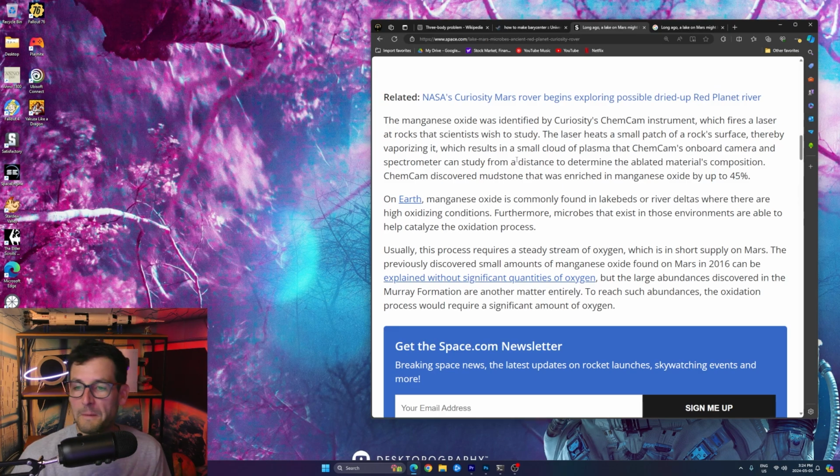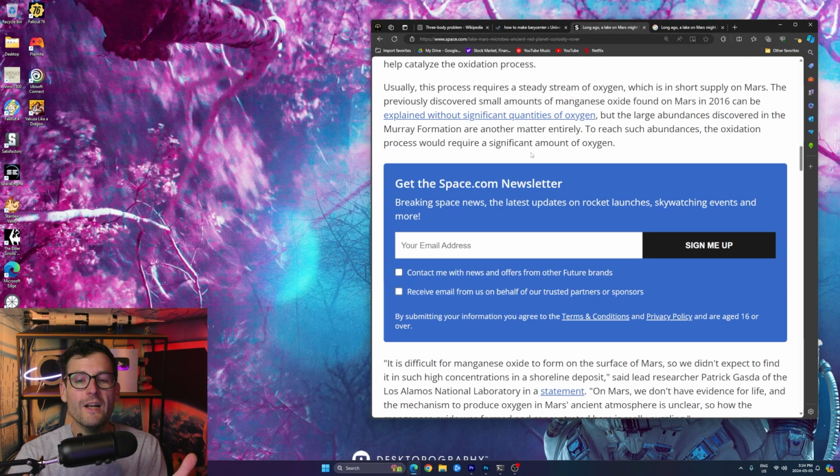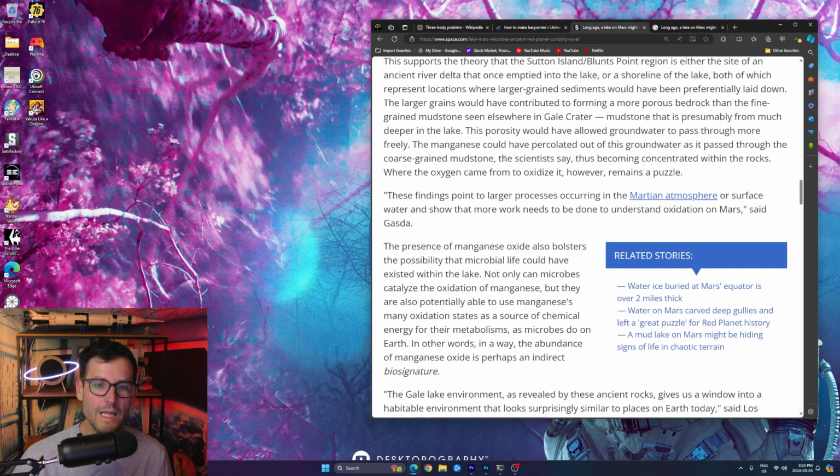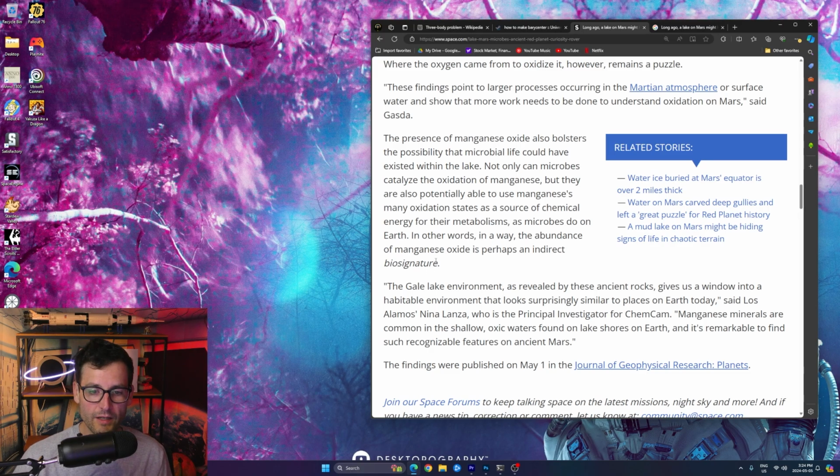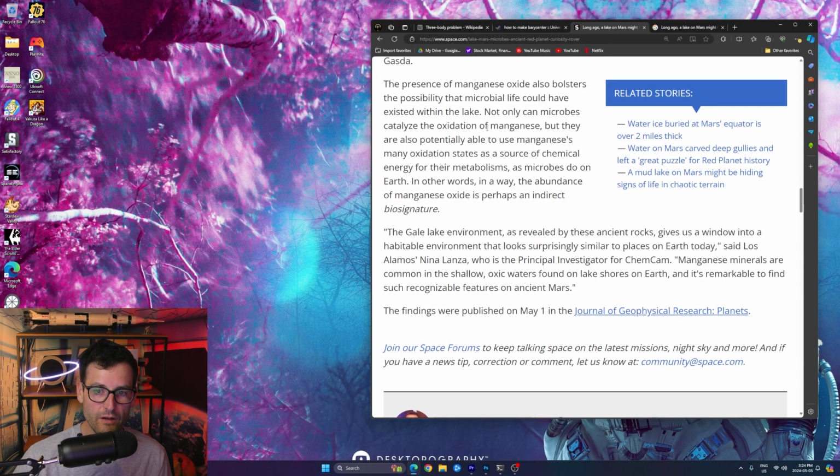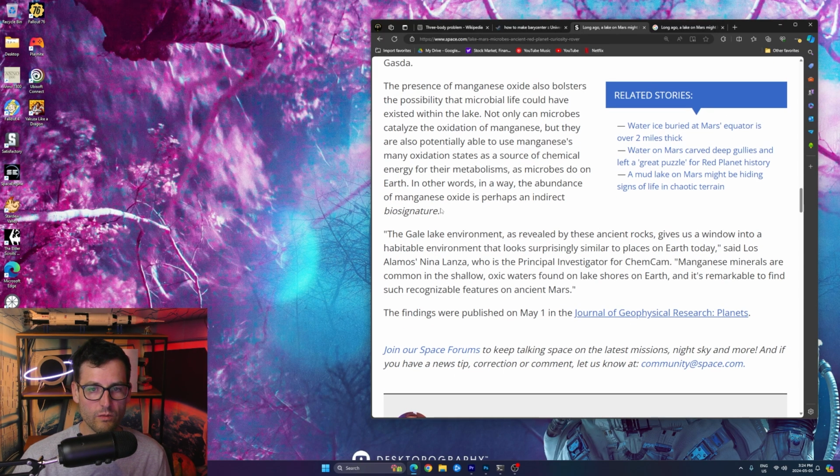So isn't that crazy? Let's take a step back and understand that we have sent a rover to another planet and it is shooting lasers at rocks, vaporizing them, and then using a camera to collect data on the types of compounds in that. I mean, that's incredible. That's unbelievable.